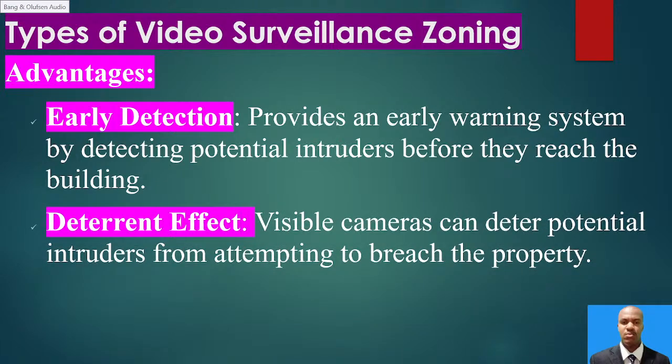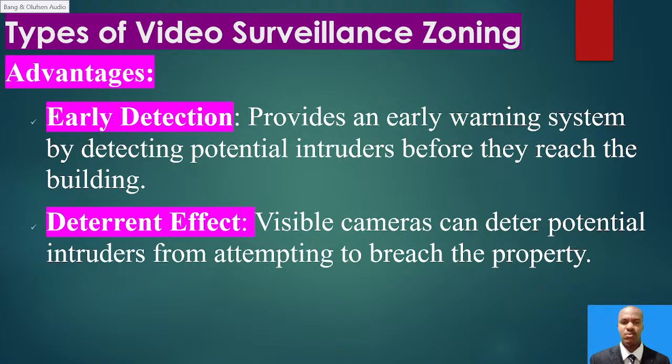It has a deterrence effect. Visible cameras can deter potential intruders from attempting to breach the property. What this simply means is, with those cameras being visible along the fence, along the perimeter walls, along the gate, or along the driveways, it is very hard for people to misbehave or breach security.